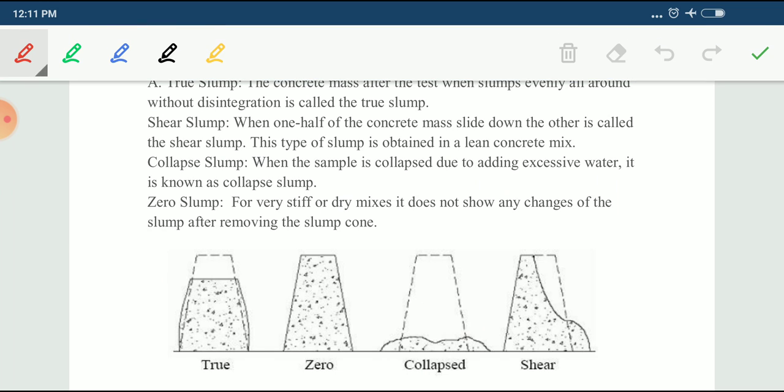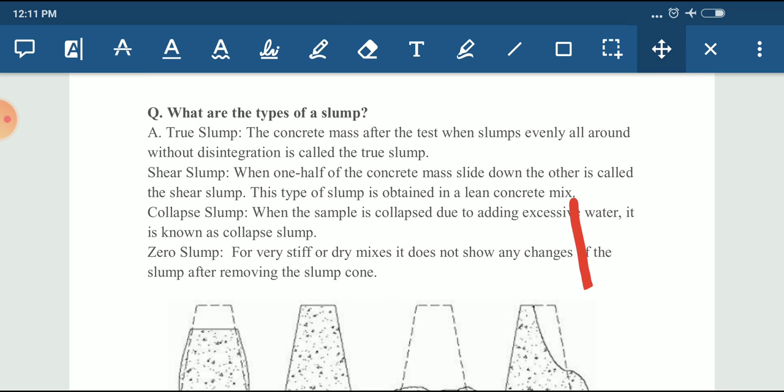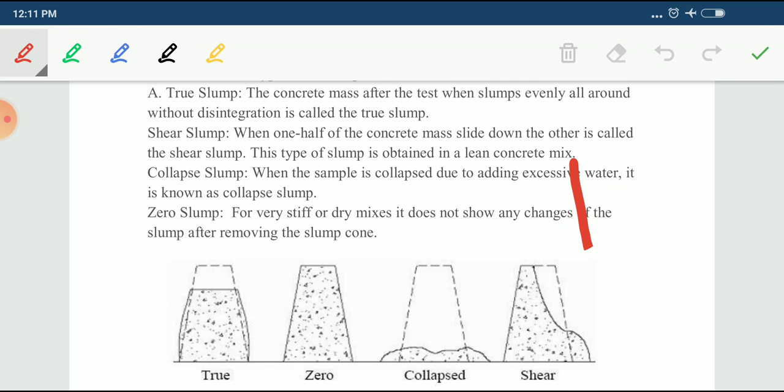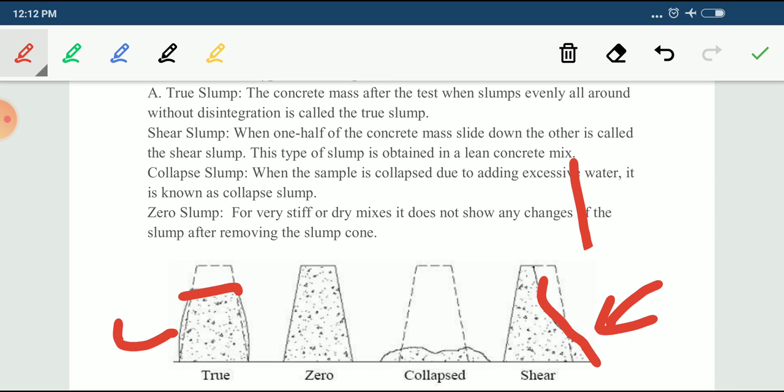True slump means the concrete mass, after the test, slumps evenly all around without disintegration. This is called true slump. Shear means one half of the concrete mass slides down. It is called shear.